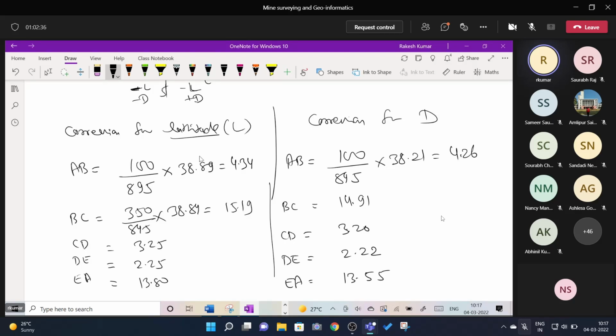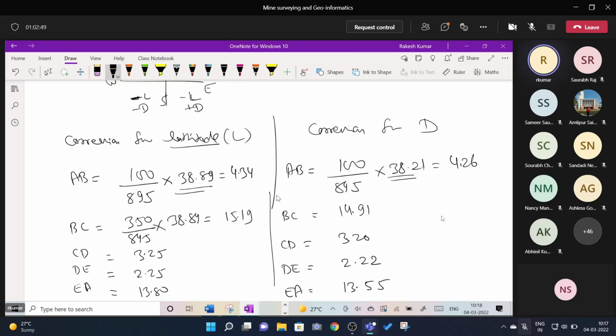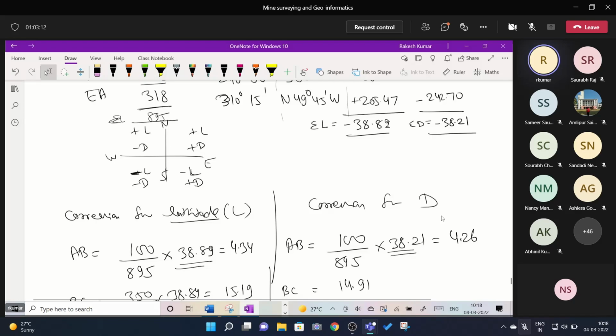You have to remember, here I put the sum of latitude, here the sum of departure. Okay, these values you are getting. So the correction, if there is no closing error, then what should be there? Okay, I want to remove the closing error. So what should be the concept? The sum of latitude should be equal to the sum of departure if there is no closing error. Am I right? Yes, sir.